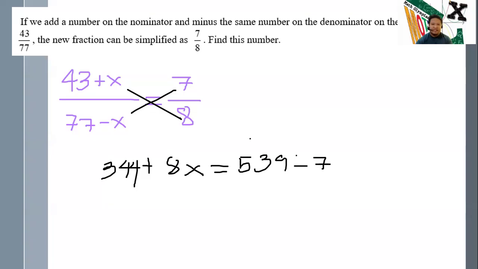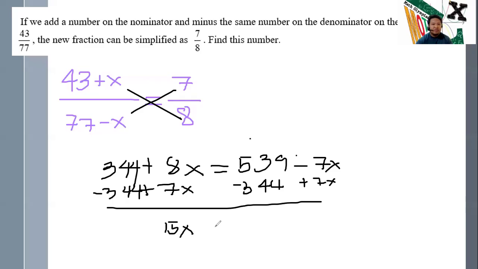So algebraically speaking, we can add both sides by 7x, and then subtract both sides by 344. So for that case, you'll be having 15x is equal to 195. So 195 divided by 15 will give us 13. So the correct answer for this question is actually 13. Your x is equal to 13.